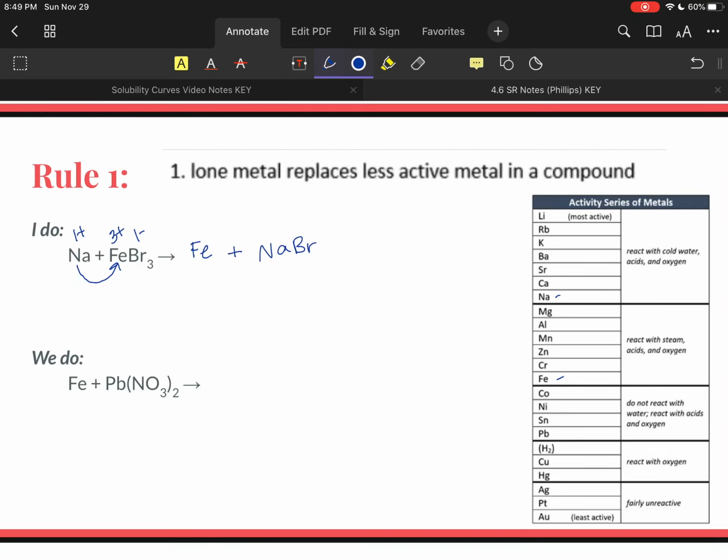So let's do a we do. I suggest pausing here. Try this one. Okay. And see if you can figure it out.